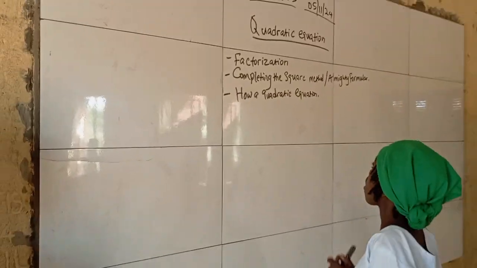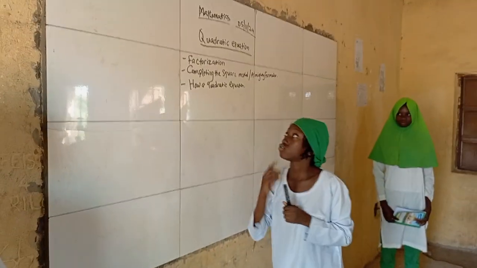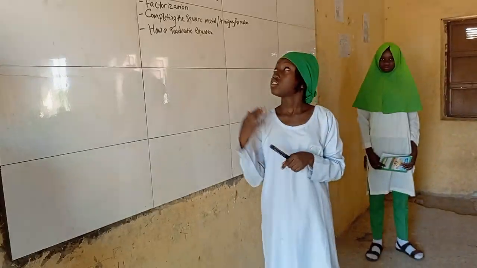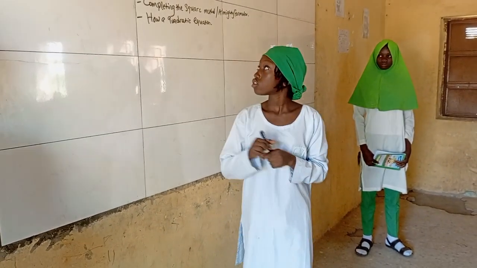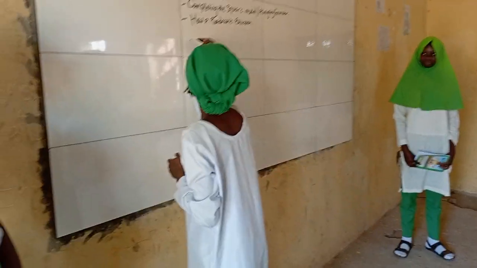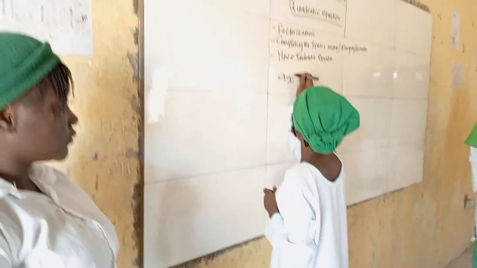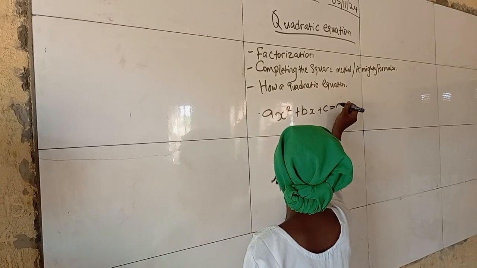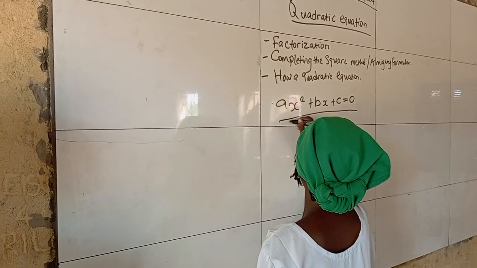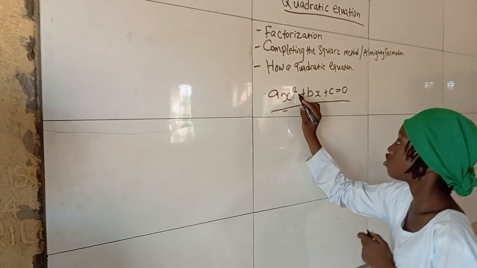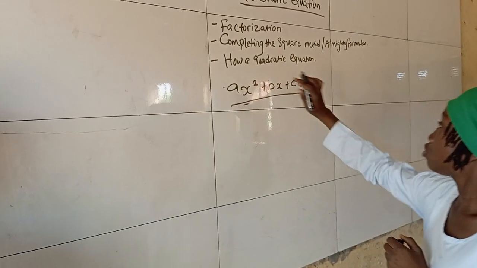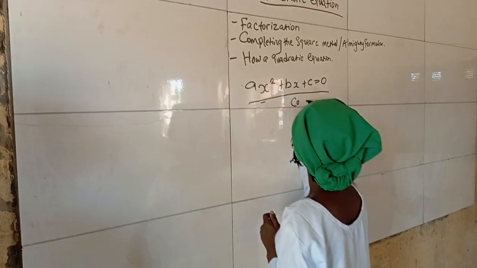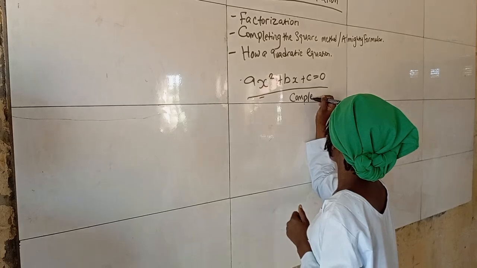Okay, from here I'm going to start with quadratic equation. Firstly, what is a quadratic equation? A quadratic equation is an equation whereby the power of x is 2. Meaning, the form of a quadratic equation is ax squared plus bx plus c equals 0. This is the form in which a quadratic equation is. The highest degree of x is 2. Then I'm going to be talking on the completing the square method.